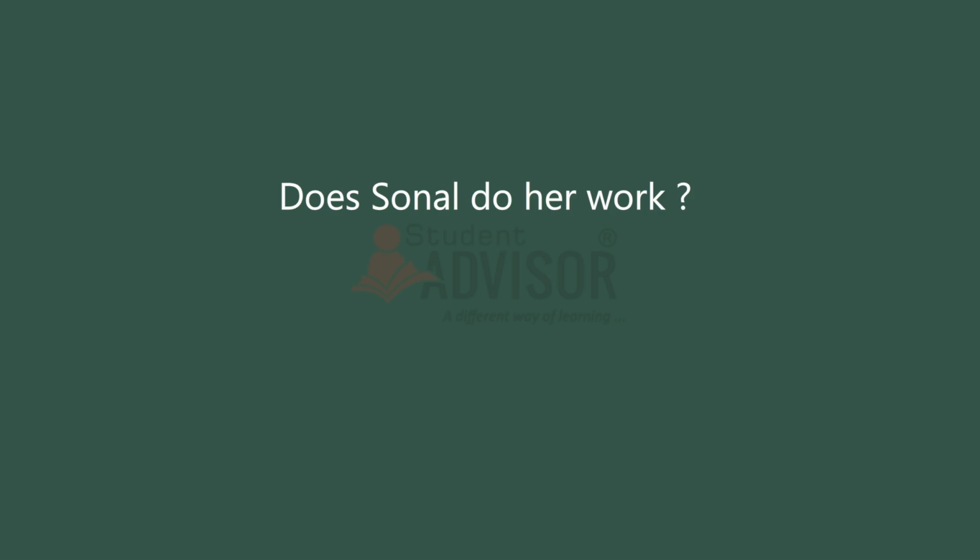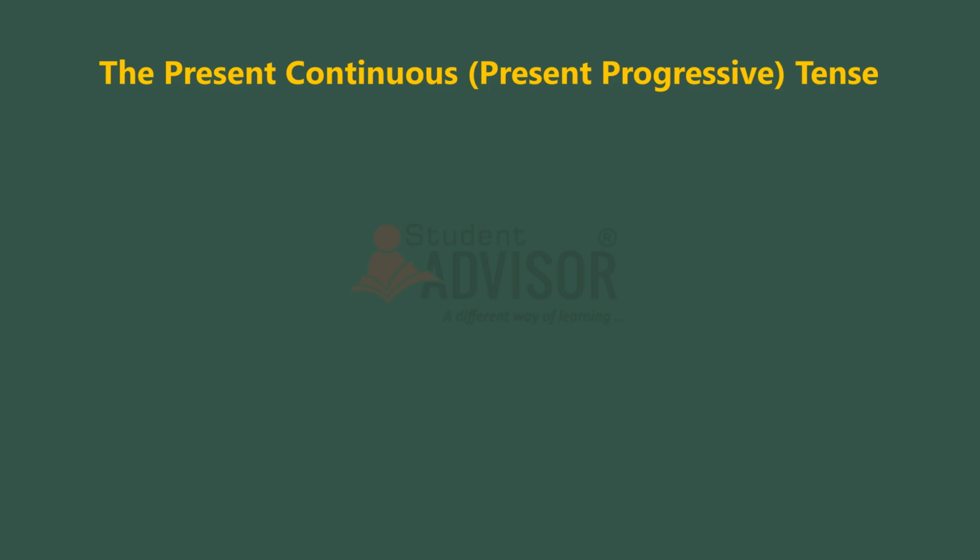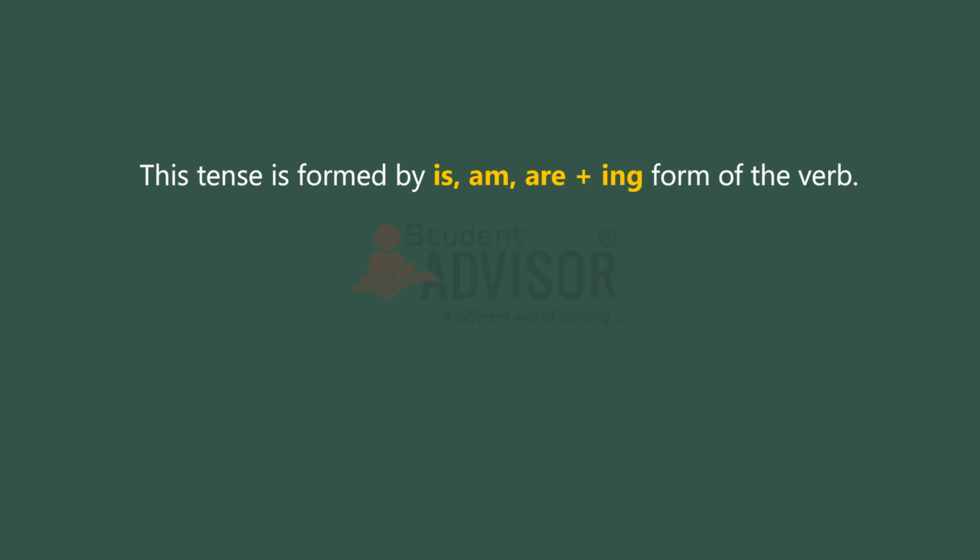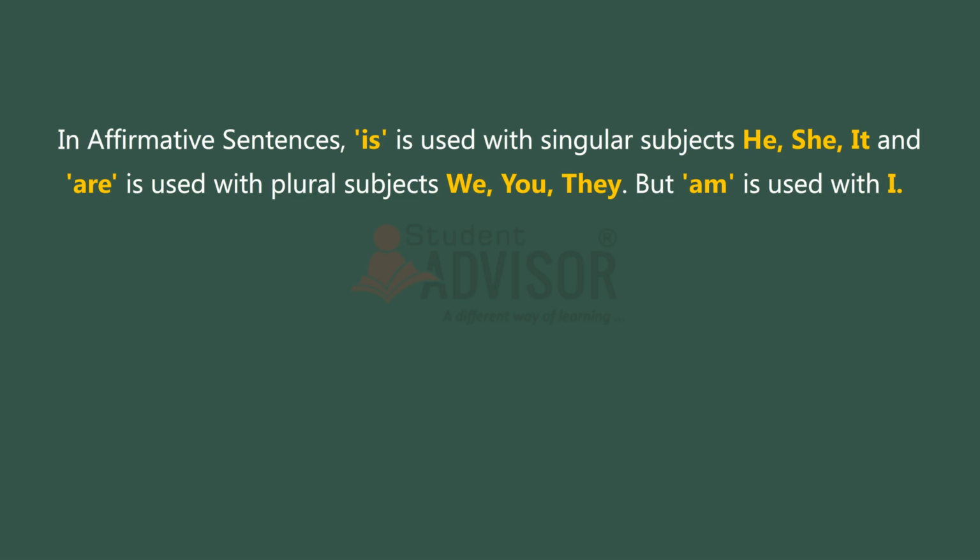The present continuous, present progressive tense. This tense is formed by is, am, are plus the ing form of the verb. Some rules are to be kept in mind while writing sentences using this tense. In affirmative sentences, is is used with singular subjects he, she, it. And are is used with plural subjects we, you, they. But am is used with I.